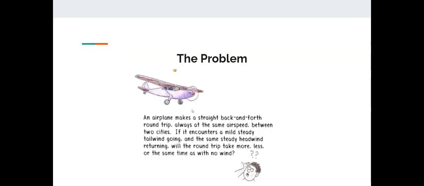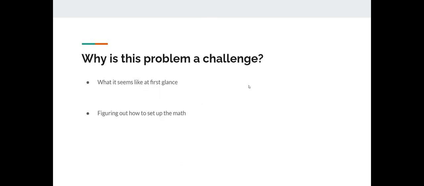So here's the problem itself. An airplane makes a straight back and forth round trip, always at the same airspeed between two cities. It has a steady tailwind and the same steady headwind returning. And the question is, will it take more or less time with the wind as it would without any wind at all? So why is this problem a challenge?